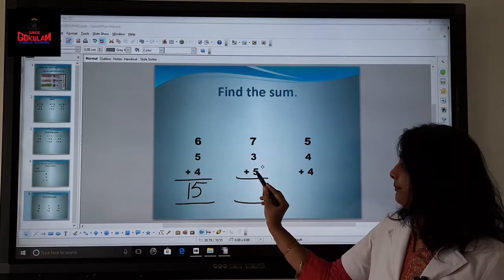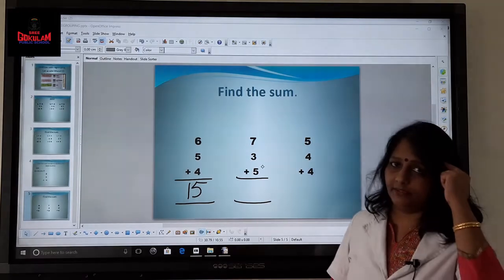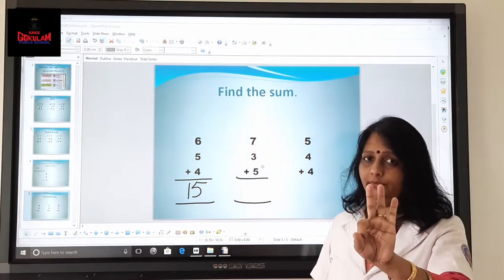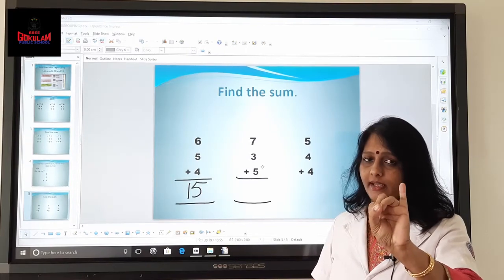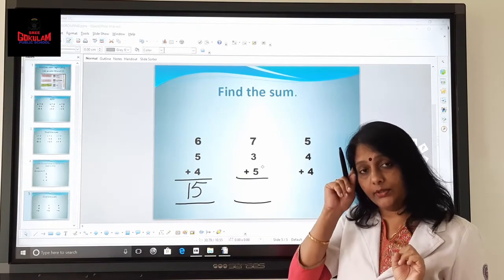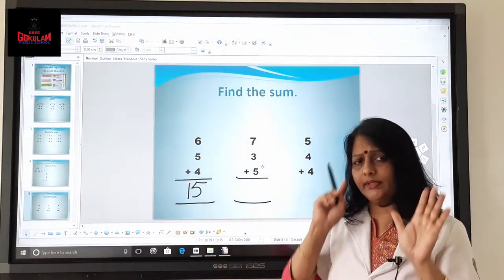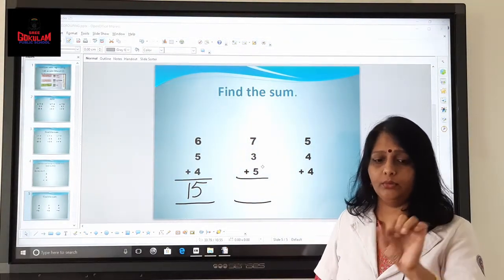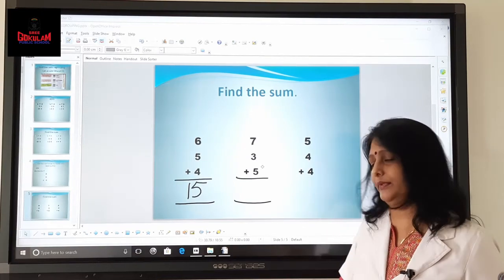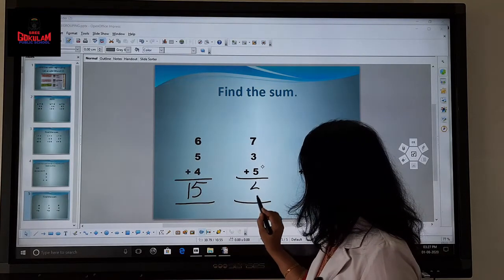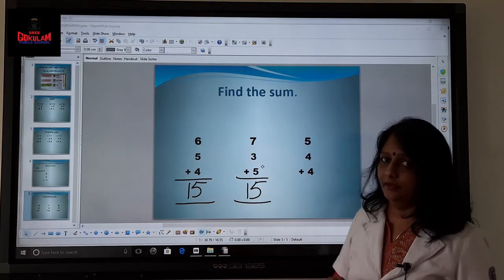7 plus 3 plus 5. What is 7 plus 3? 7 in your mind, 3 on your finger. After 7, 8, 9, 10. Now 10 you keep in mind and add 5 more. What is 10 plus 5? Without counting itself you can tell me. What is 10 plus 5? 15. So 15. Next question.